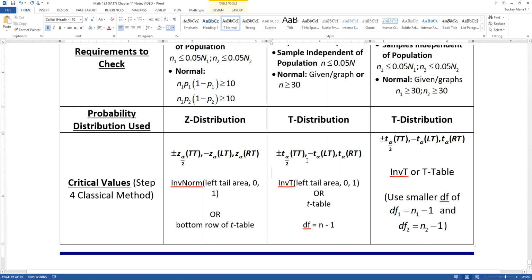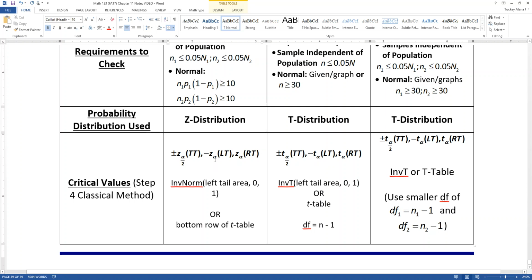So there we have it. The t-table, or the inverse t function, is how we get the t-distribution values for t alpha over 2, negative t alpha, positive t alpha. And the inverse norm, or the bottom row of the t-table, is how we come up with the z values. So negative z alpha, positive z alpha.